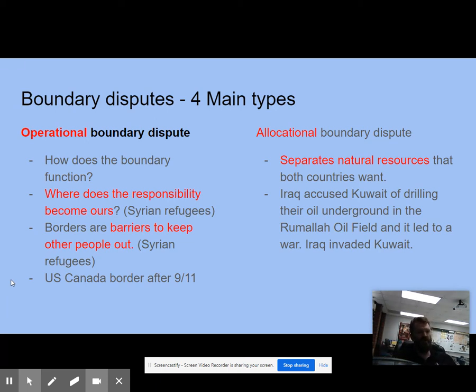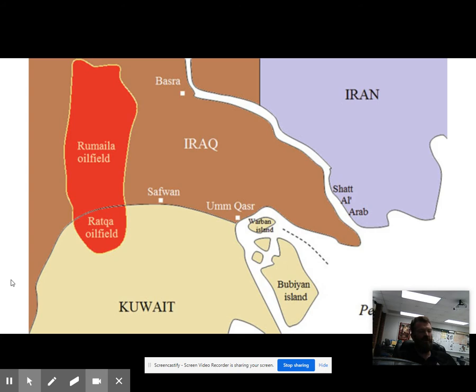And then allocational boundary disputes are about separating natural resources, right? The best way to look at this: if you really remember allocation of resources, that's the key. So here's a great example. In 1991, when I was like your age, there was a war fought between Iraq and Kuwait. Iraq invaded Kuwait because Iraq said, and they weren't right, but Iraq said that Kuwait was literally digging underground from the Kuwaiti territory into the Ramallah oil fields.